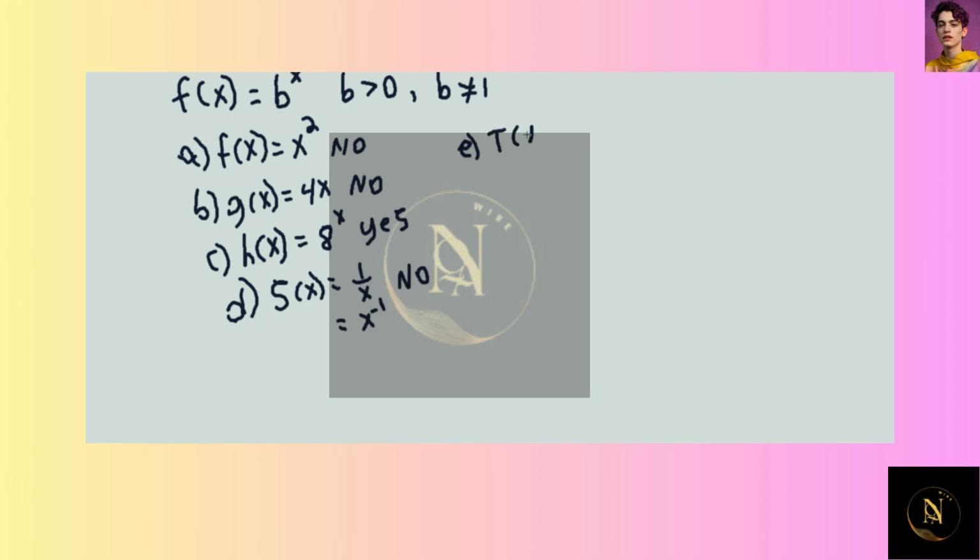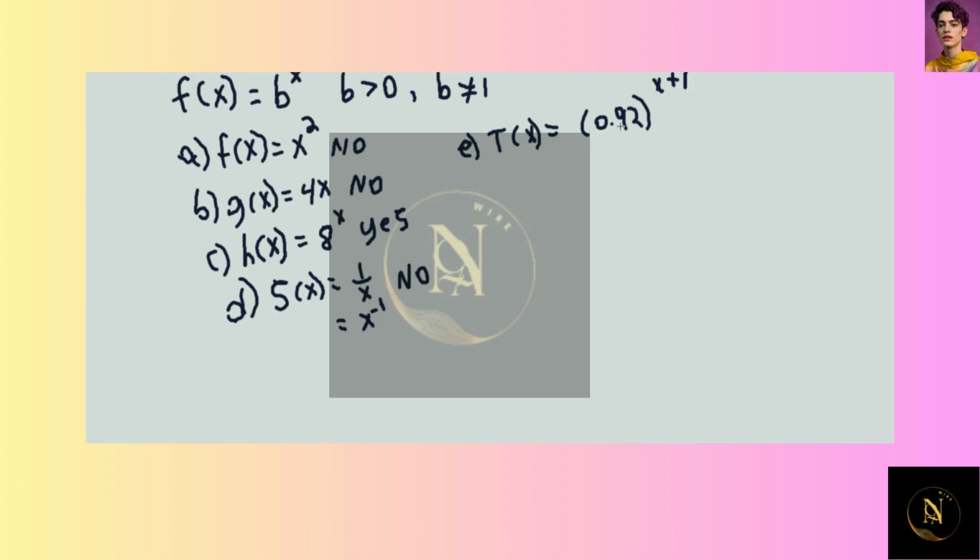T of x is equal to 0.92, and that is raised to the x plus 1. Okay, so is this exponential? Well, is it some constant raised to a power? Well, it is, right? Because I have a constant. 0.92 is a constant.